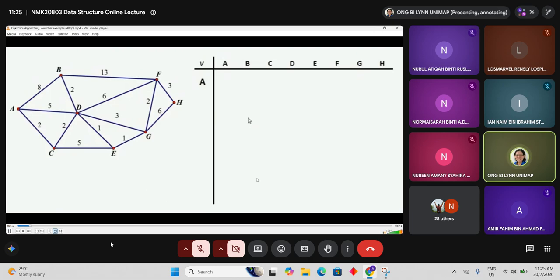Shortest distance paths to every other vertex. Okay. Untuk Dijkstra, the aim adalah untuk mencari jarak yang paling pendek daripada A ke semua titik yang ada dalam graf berikut. Vertex.